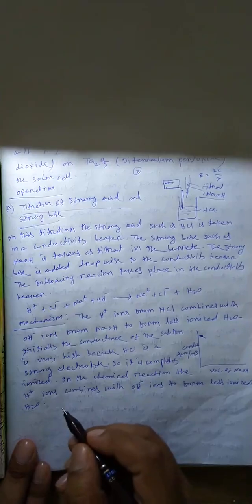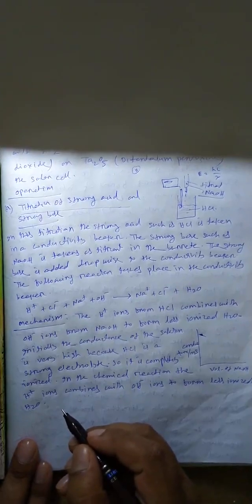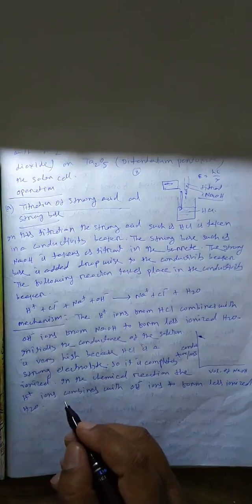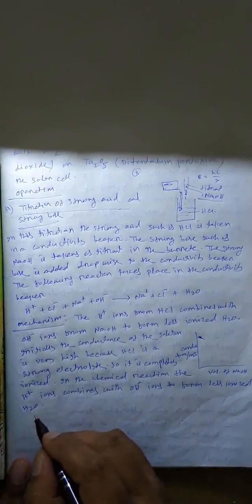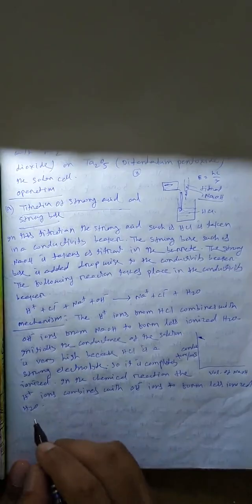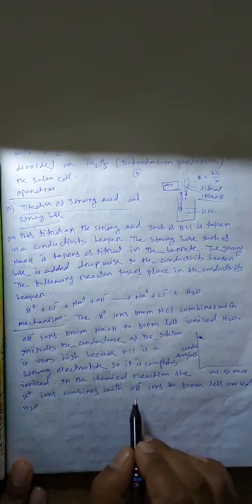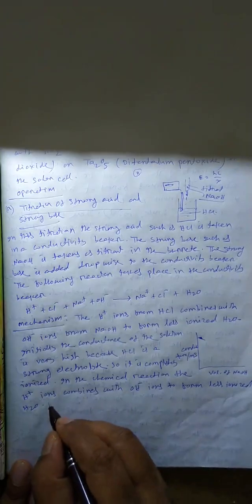We already told you that water is very less ionized because it has a very small ionization constant, we already know 10 to the minus 16. So water is a very weak electrolyte. So in the reaction what happens? H plus ion combines with OH minus ion to form less ionized water.